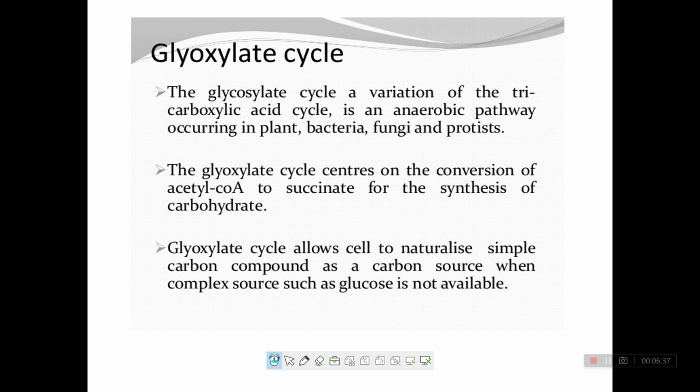Next is the glyoxylate pathway. First of all, what is the glyoxylate pathway? Actually, the glyoxylate cycle is a pathway similar to the TCA cycle. Because remember, in the TCA cycle succinate is formed, right? In this pathway also our aim is to form succinate. Our aim is to form a succinate molecule.